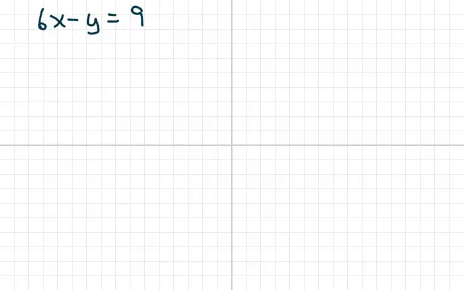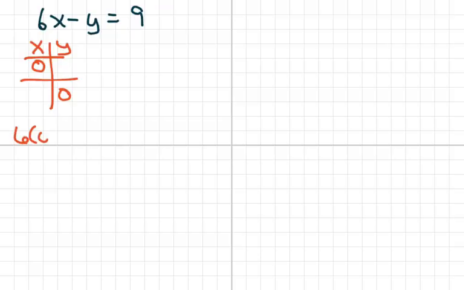Okay, the next one, we have in standard form. So I'm going to write my table here. I want when x is 0, what's y? And when y is 0, what's x? So when I plug in 0 for x, I'm going to get 6 times 0 minus y equals 9. So negative y equals 9. I'm going to negate this equation and get y equals negative 9.